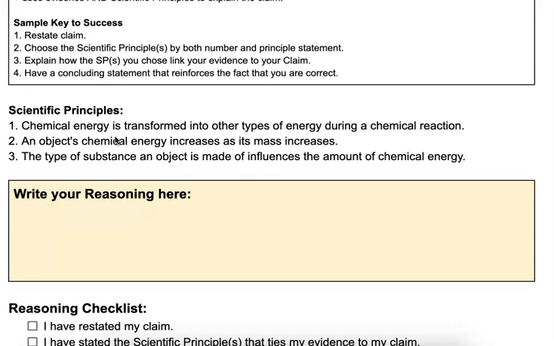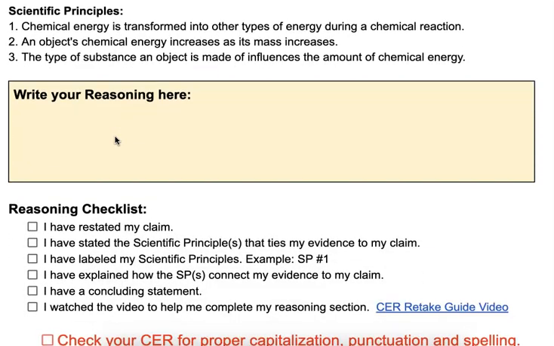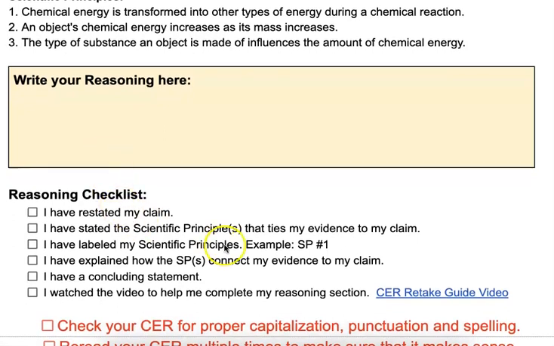And you're going to write your reasoning in the tan-colored box. There's a reasoning checklist here for you to help you write it, and notice it says, make sure you label your scientific principles correctly. So if it's actually scientific principle number 3 up here that you're using, then make sure you label it number 3. Don't call it number 1, because number 1 is different than number 3.